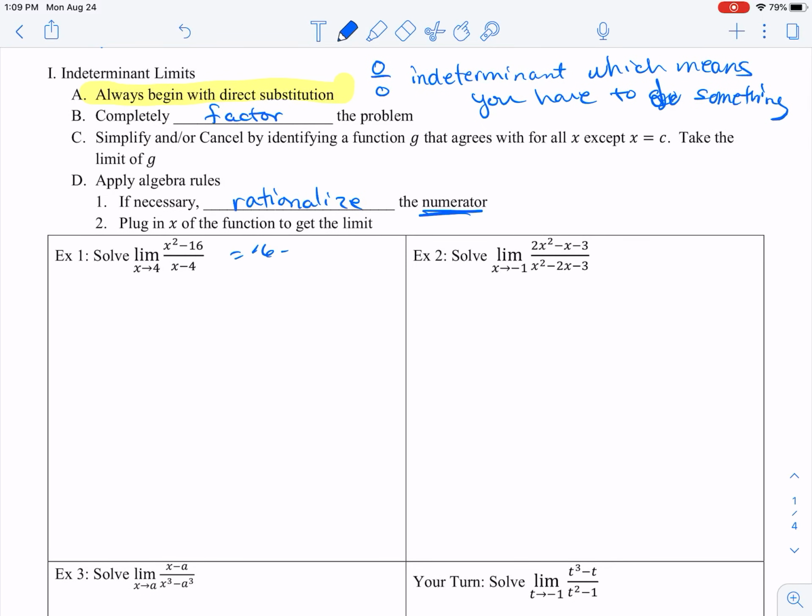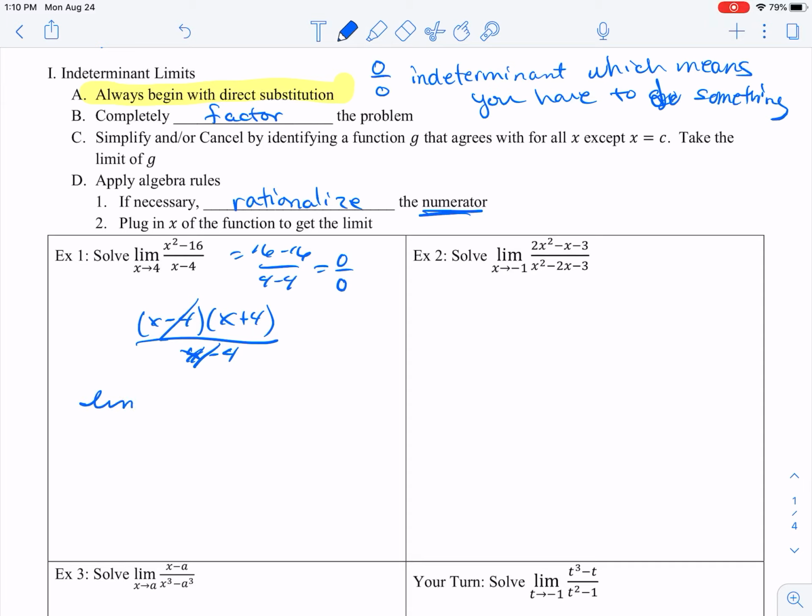You get 16 minus 16 over 4 minus 4. You get 0 over 0. That means it's indeterminate. It means you have to do something. It doesn't mean stop. Always factor first. Try that first. If it works, it makes your life easy. So this is x minus 4, x plus 4 over x minus 4. Oops. And cross them out.